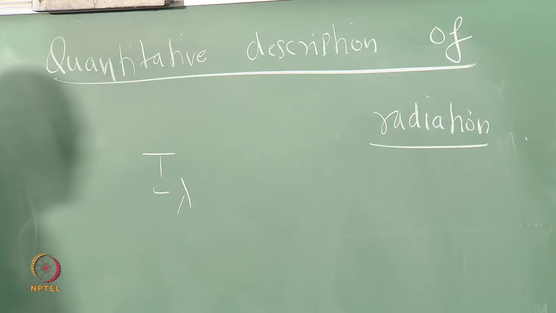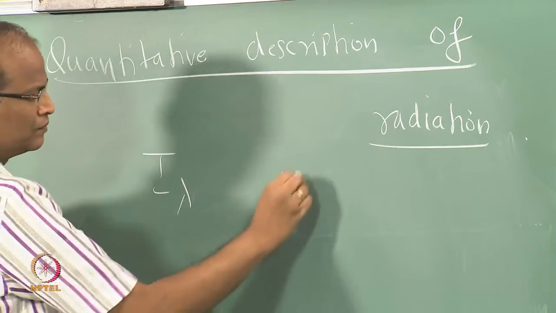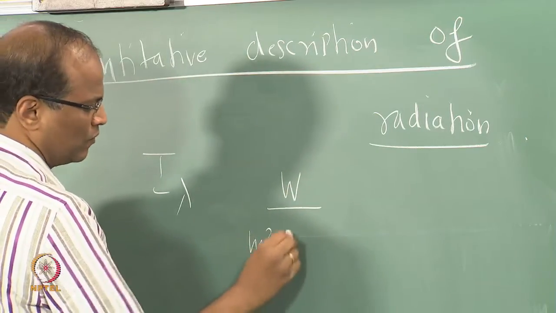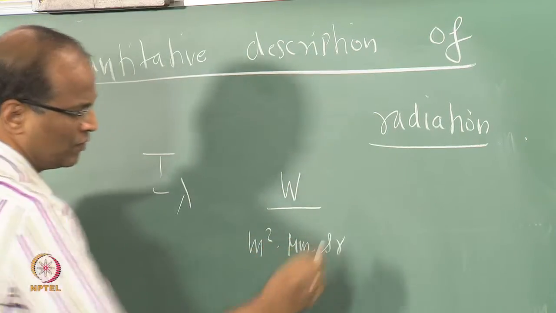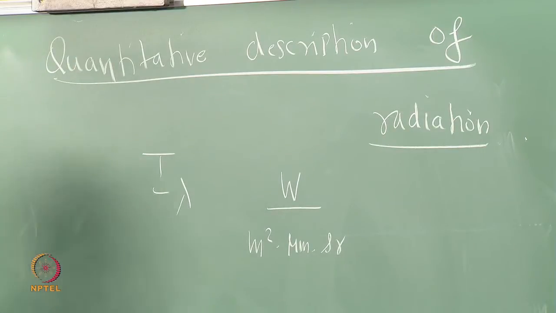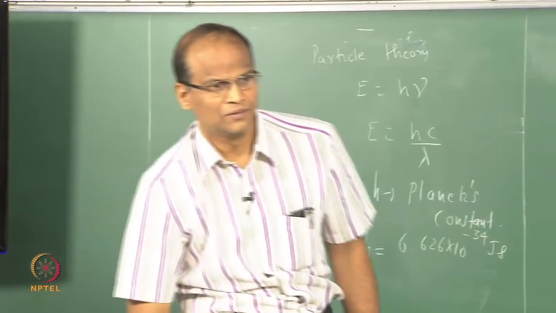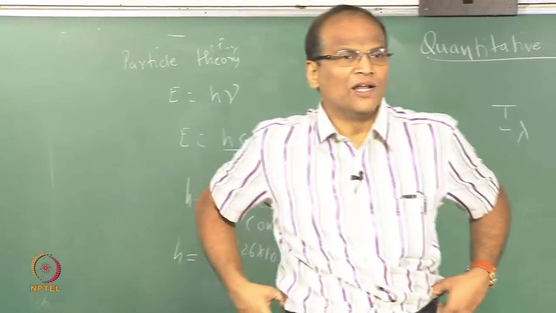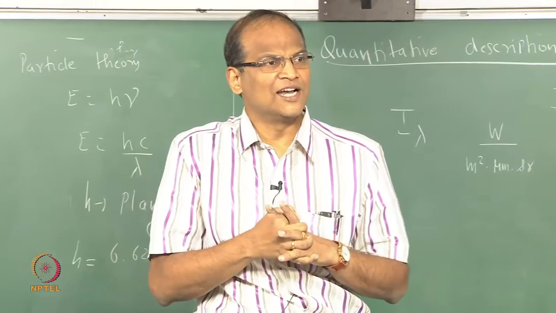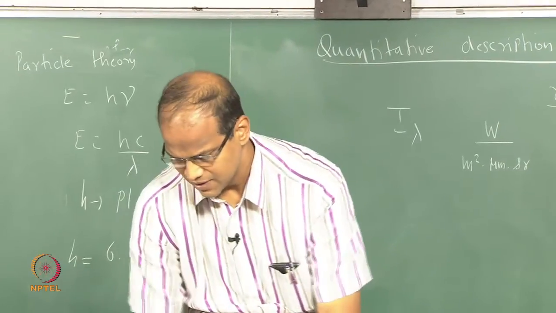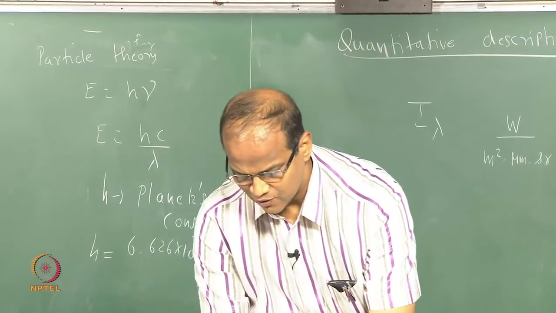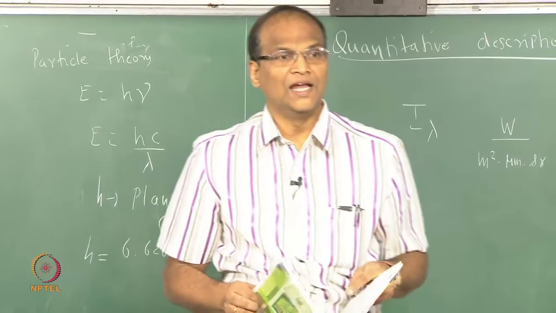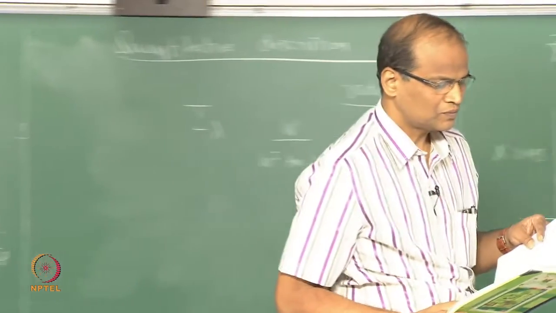I have to define a quantity called I lambda, which has the units of watts per meter square per micrometer per steradian. Watts per meter square is flux, per micrometer is per wavelength difference, and steradian is the solid angle. I will explain all of this, but before that, please take down the definition of I lambda.